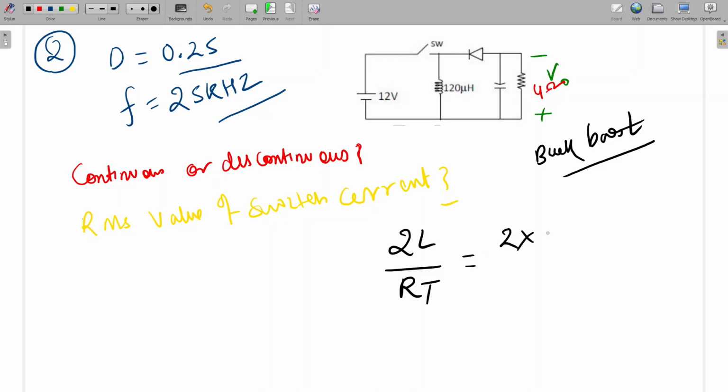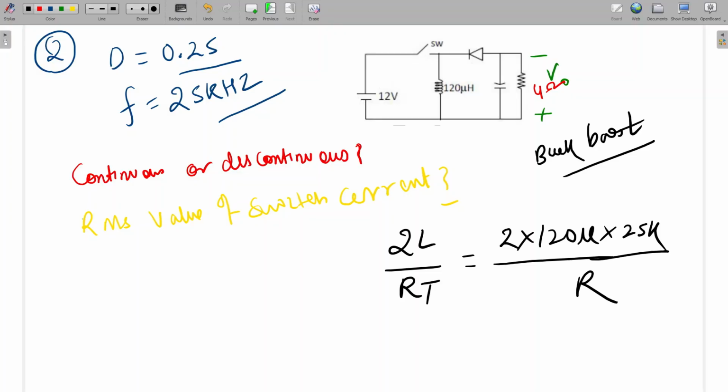Two into 120 micro. We can write 12F by RT. So T will be into F how much? 25K divided by R. How much will it be? Two into 120 into 10 to the power minus 6 into 25 into 10 to the power 3 divided by R.